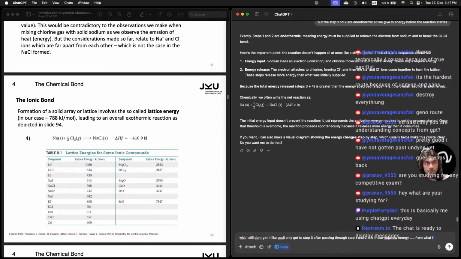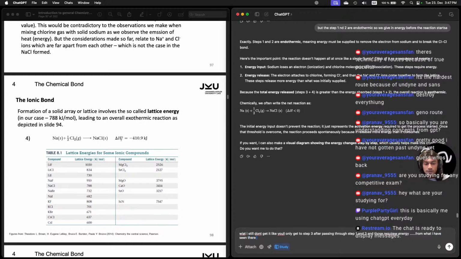From what I have seen, the said reaction just happens when these come in contact, and no energy is given for the reaction to happen, but still, according to the equations, we need to give in energy.